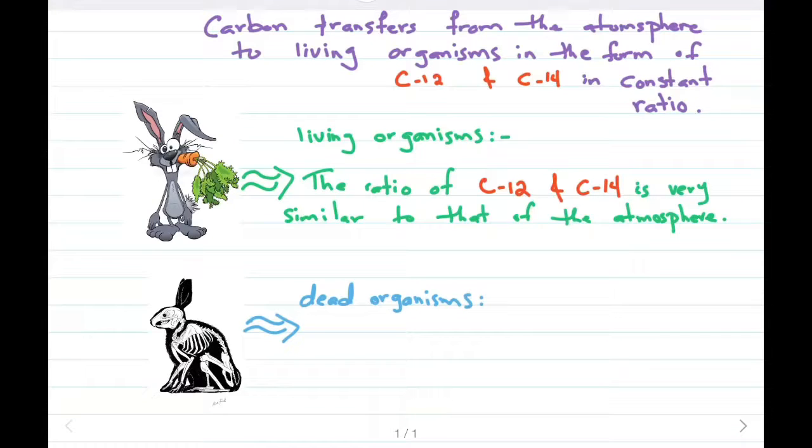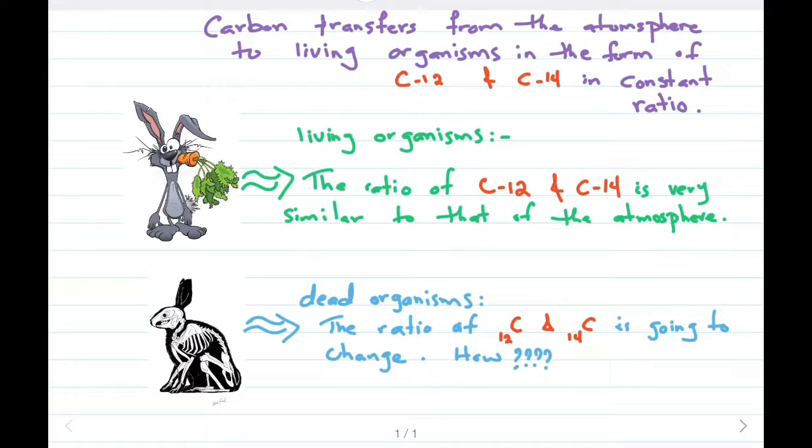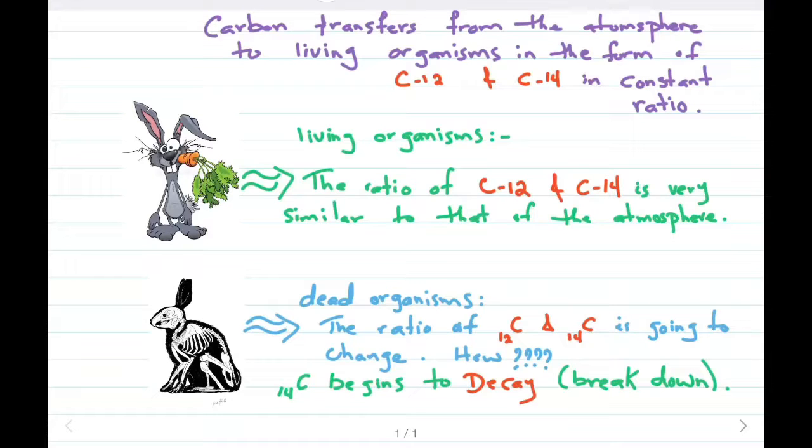However, in dead organisms, the ratio of carbon 12 and carbon 14 will change slightly, because the organism is no longer consuming carbon, because it's no longer eating any of the autotrophs. So the ratio is going to change. How? That's the question that we need to be thinking about. Carbon 14, specifically, is going to decay. What does it mean when I say it's going to decay? It means it's going to break down. So when the organism dies, the carbon 14 is going to change because it's going to decay.